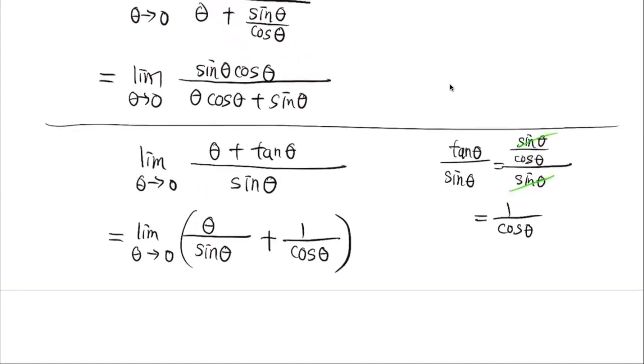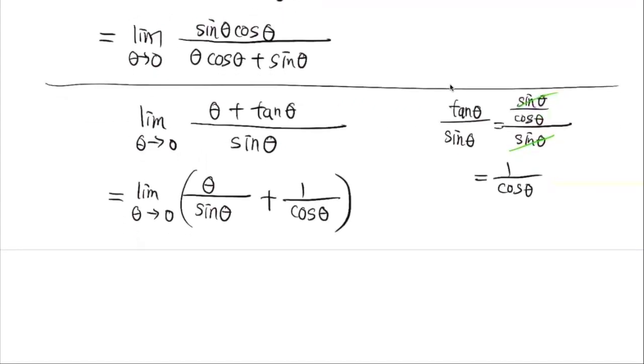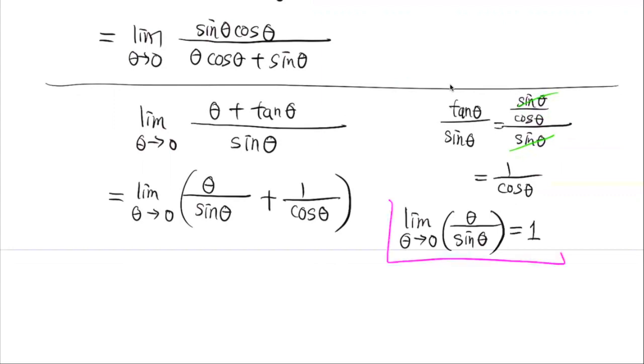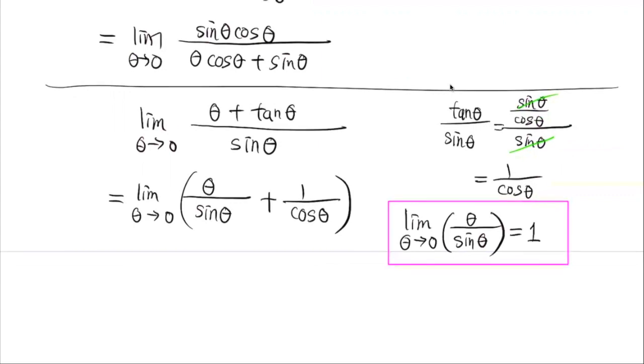Now remember the important limit, right? So this one, as theta goes to 0, theta over sin theta, remember this is also equal to 1. That's also equal to 1. So this will go to 1.